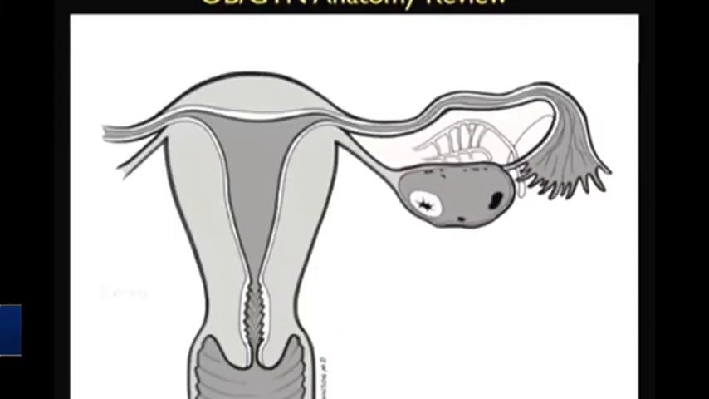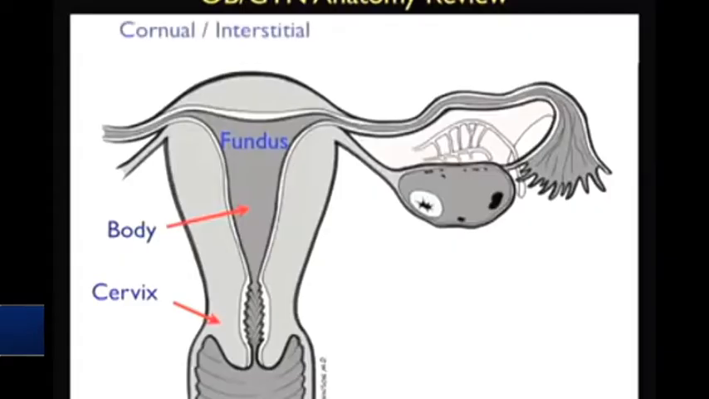Let's now review the OBGYN anatomy that we'll need to know to perform bedside ultrasound of this structure. We see the lower part of the uterus, the cervix, the intermediate body, and the upper fundal region of the uterus, where we define an intrauterine pregnancy to be located. We see the region where the fallopian tube enters into the uterus, which is known as the interstitial region of the uterus in a normal uterus, and the cornual region of the uterus in a bicornuate uterus.